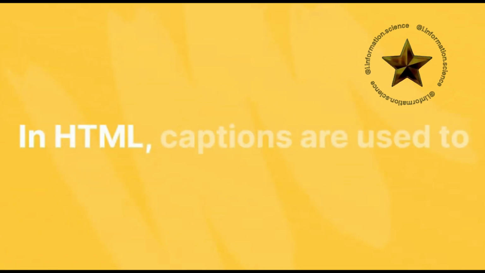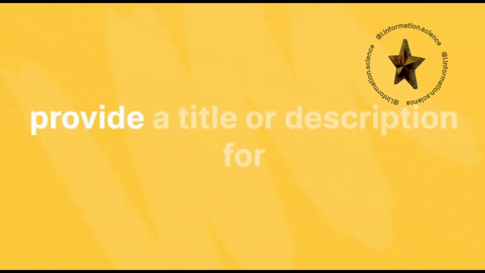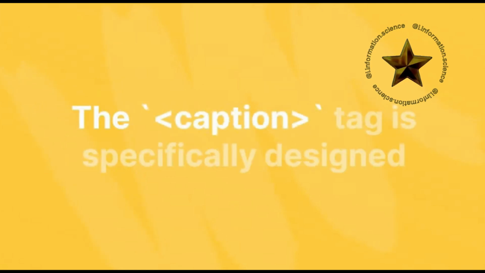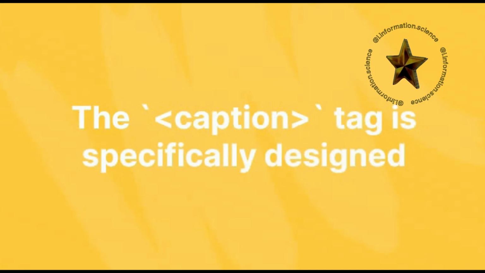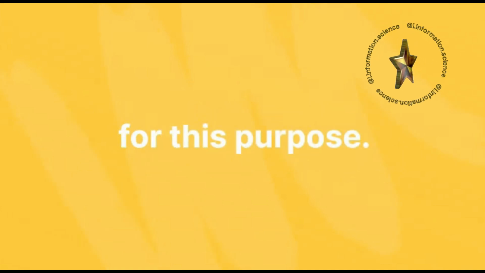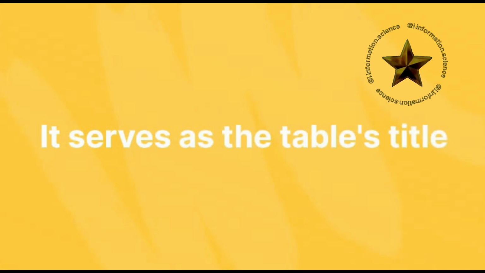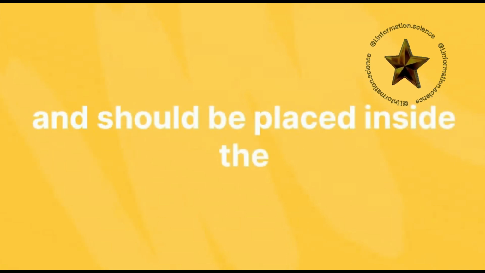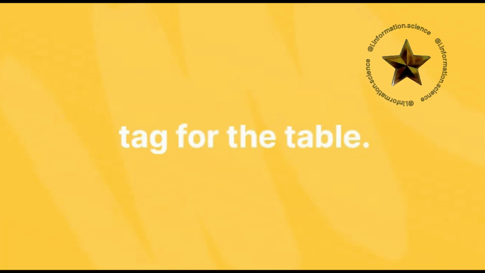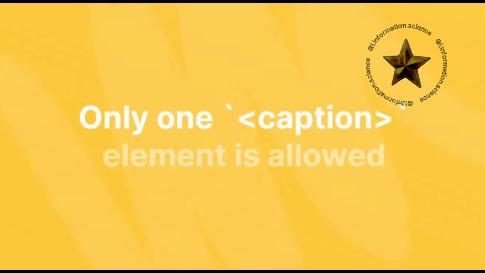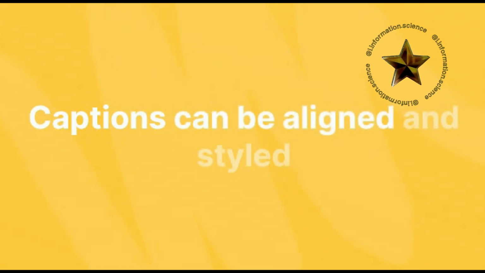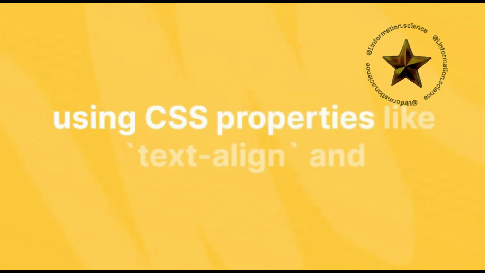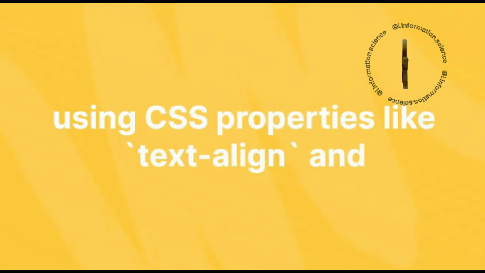In HTML, captions are used to provide a title or description for tables. The caption tag is specifically designed for this purpose. It serves as the table's title and should be placed inside the table element immediately following the start tag for the table. Only one caption element is allowed per table. Captions can be aligned and styled using CSS properties like text-align and caption-side.